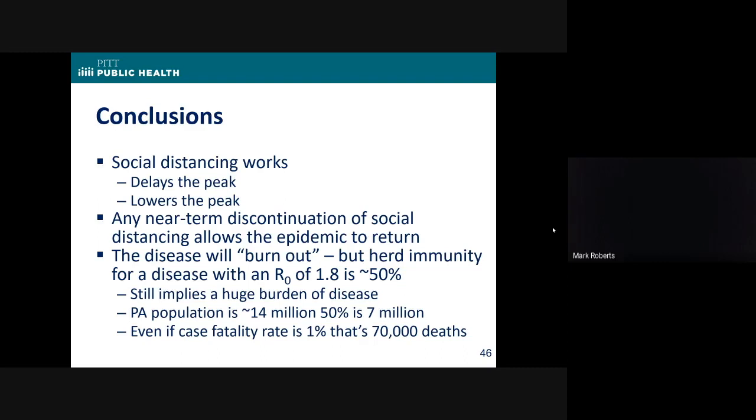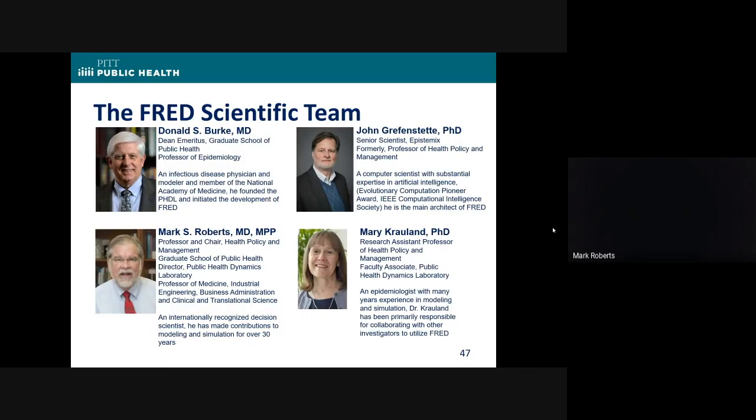So I think, this is just our scientific team who's been working on this. We don't have a very big team working on this, but Don Burke is the emeritus dean of the school. He's an infectious disease physician who's worked in infectious diseases for 40 some odd years. He founded the Public Health Dynamics Lab and was the instigator of building FRED.